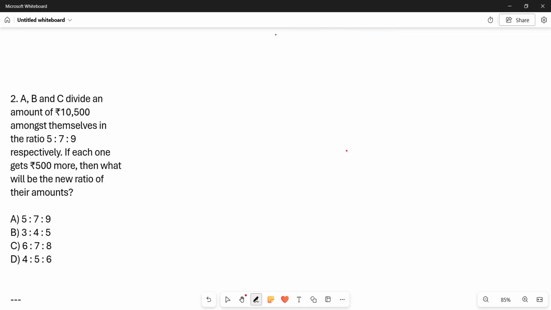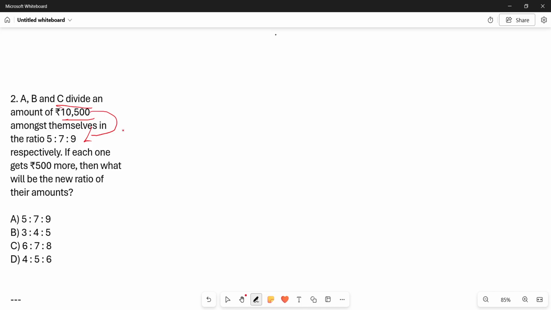And second question, guys. The second question is: A, B, C divide an amount of 10,500. A, B and C are three friends. They divide 10,500 among themselves in the ratio of 5 is to 7 is to 9. After that, each one gets 500 more. What will be the new ratio?